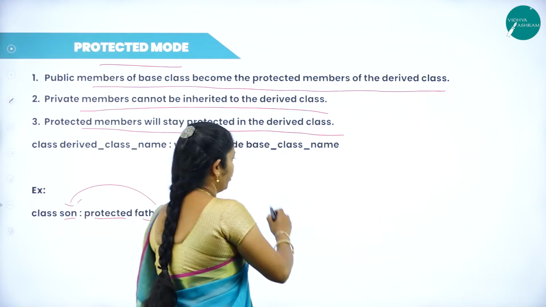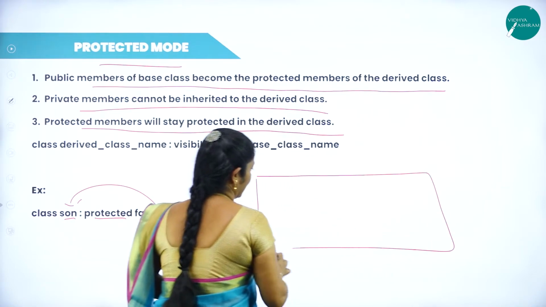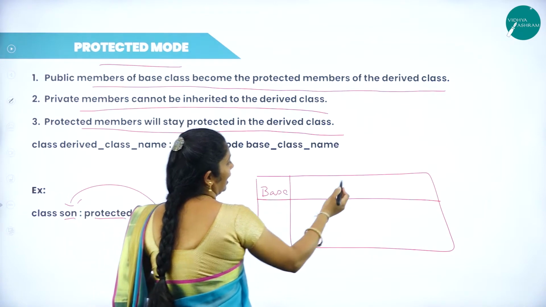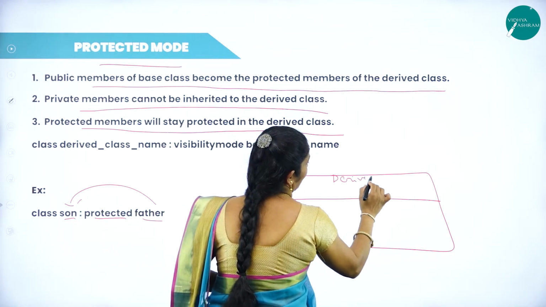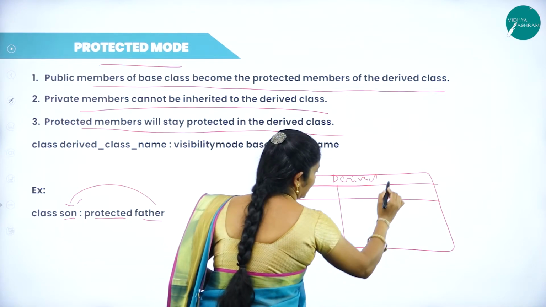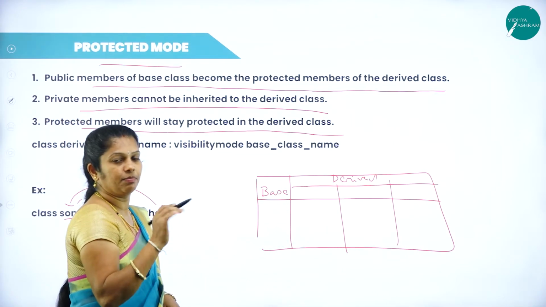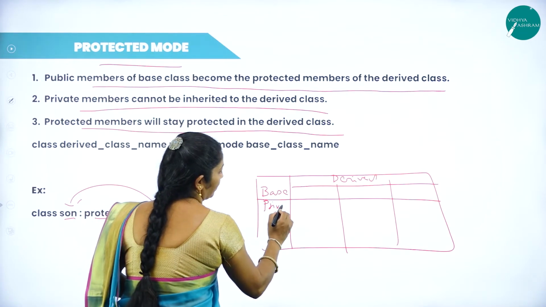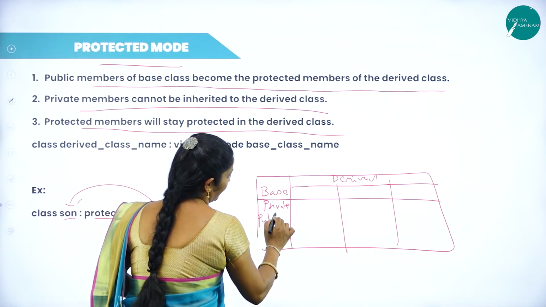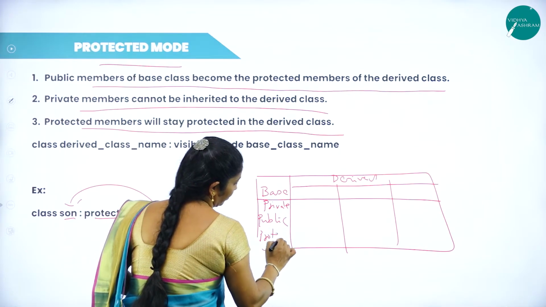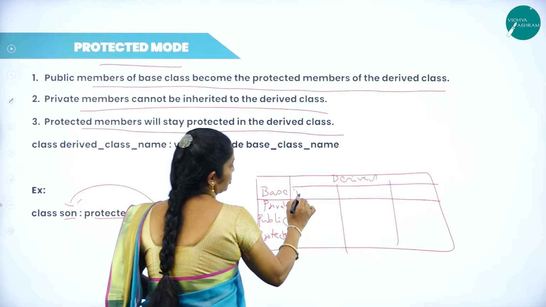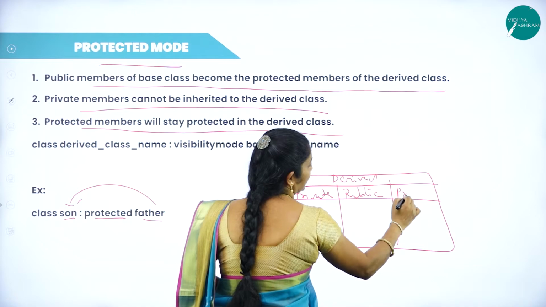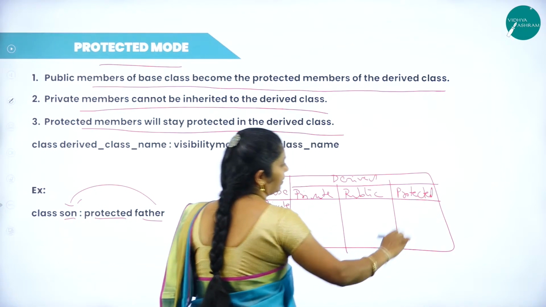First of all, you can remember the table with a simple method. For example, consider we have a base class and here we have a derived class. In the base class as well as in the derived class, we have all three: private, public, protected. Write down private, public, protected in the base class, and in the derived class also private, public as well as protected. Three types: private, public, protected.